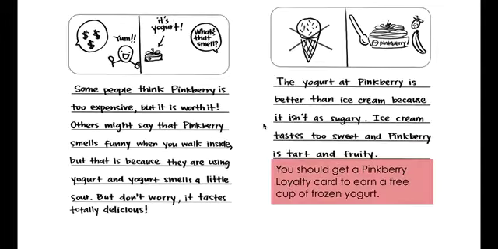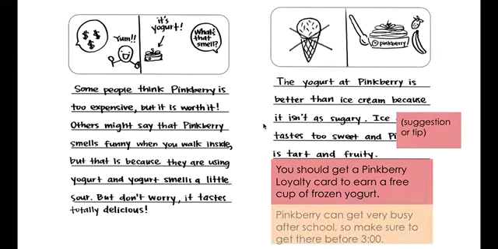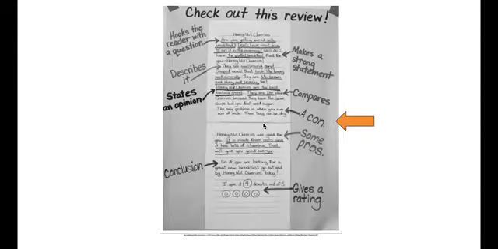Okay, so you should get a Pinkberry loyalty card to earn a free cup of frozen yogurt. This is a suggestion that the author could add to their writing. It's a suggestion or a tip. Pinkberry can get very busy after school, so make sure to get there before 3 o'clock. There's another helpful tip or a recommendation. You could consider that a warning. It's going to get busy, so make sure you get there before 3 o'clock. Those are all things that you can add into your persuasive review.